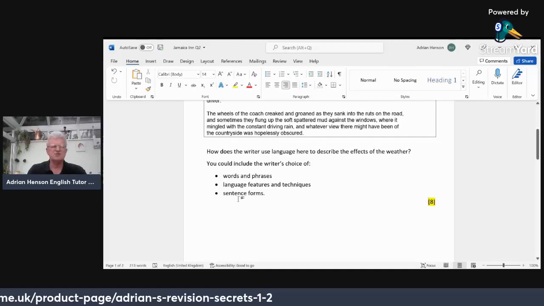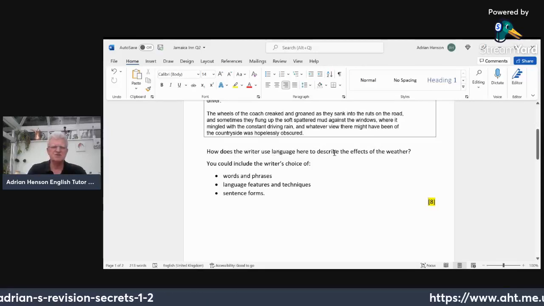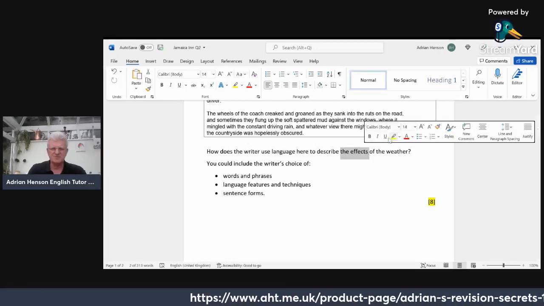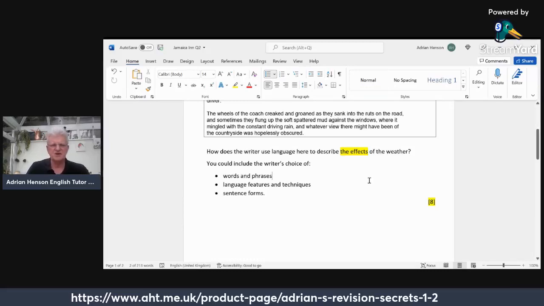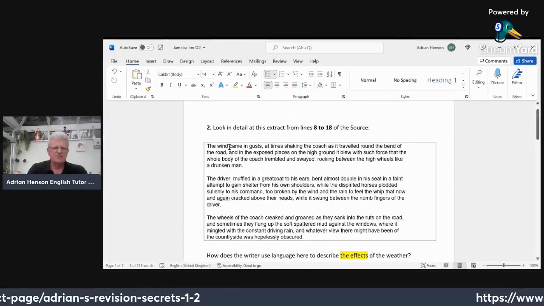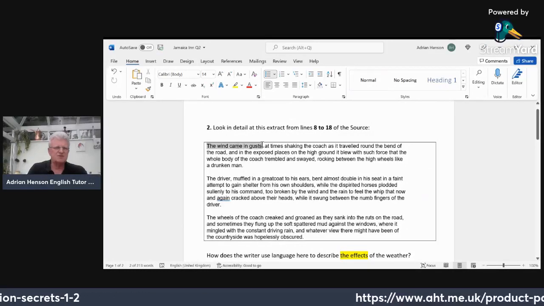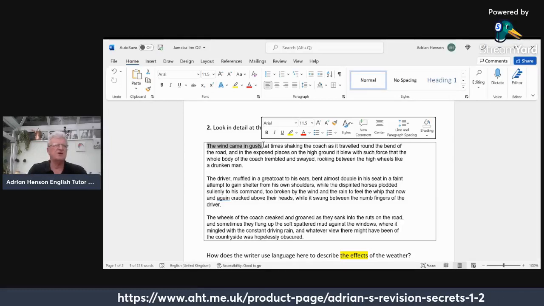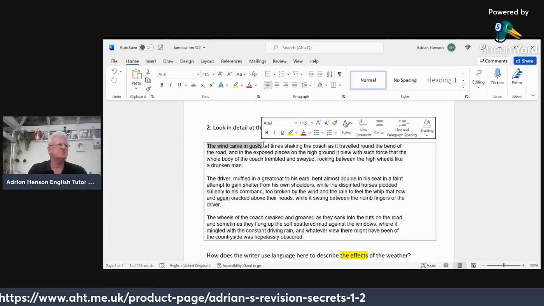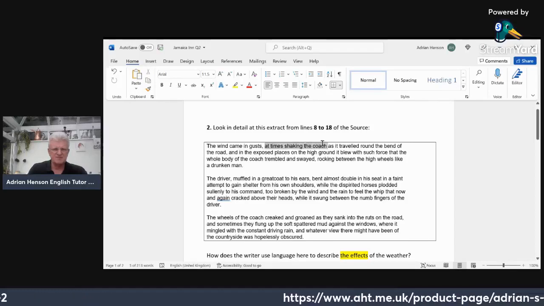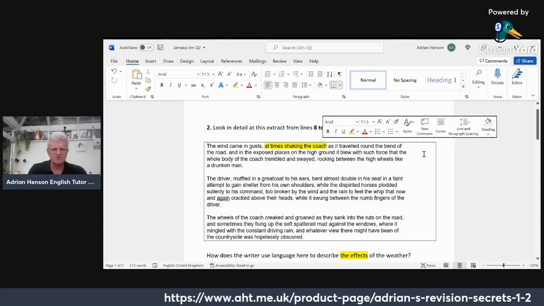Now, when you're looking at a question, don't just look at how does the writer use language here to describe. Look at the key words. And this time it says the effects. That's really important. If we look at the text quickly, if you just said the wind came in gusts and you thought that was a highlight, well, that wouldn't be an effect of the weather. A gust is how the weather is behaving, but it's not showing an effect. The effect would be this, at times shaking the coach.